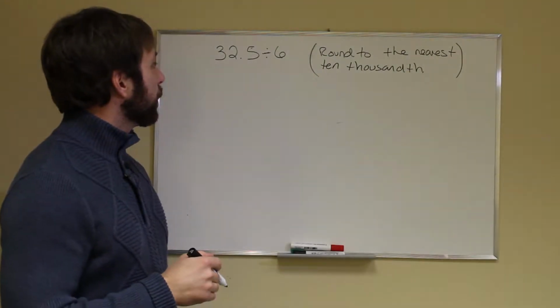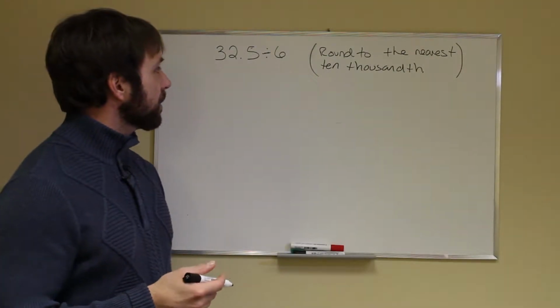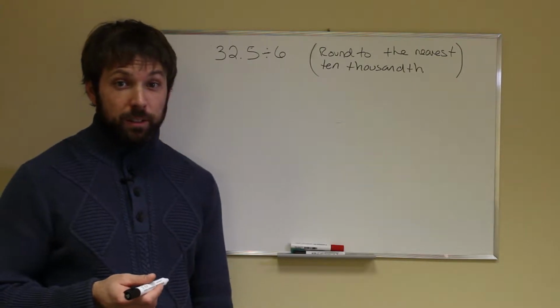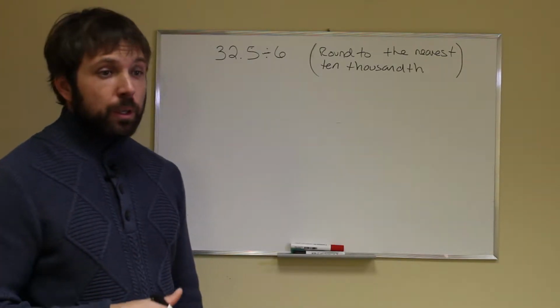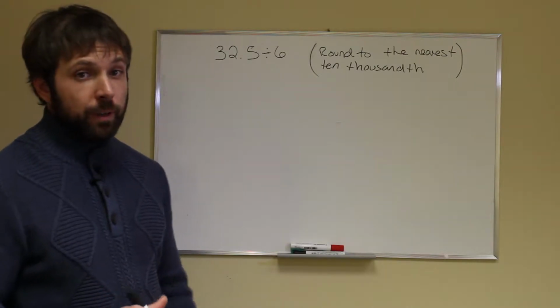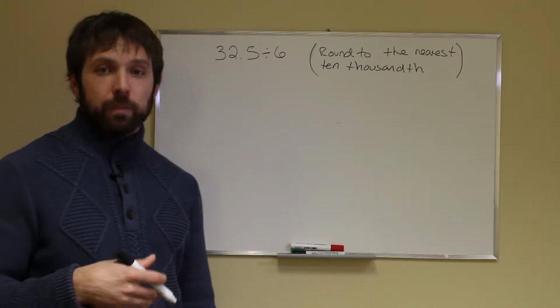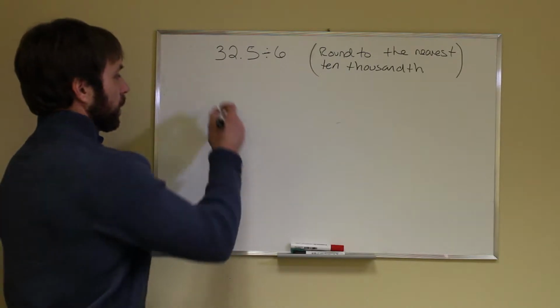So in this example, we're going to divide 32 and 5/10 by 6. So now we're dividing with decimal numbers, so it's going to be a little bit different. However, we start out in the exact same way.